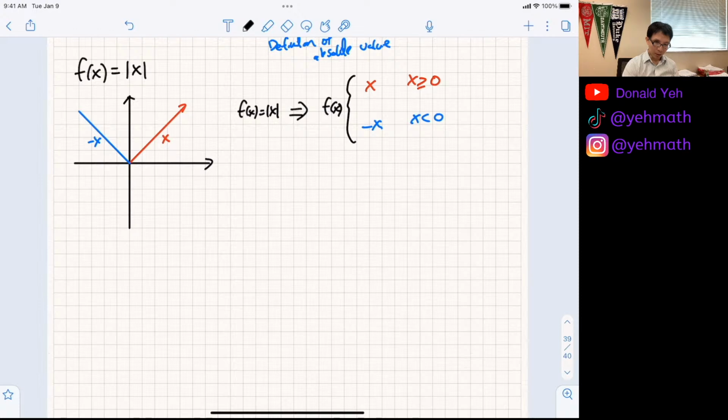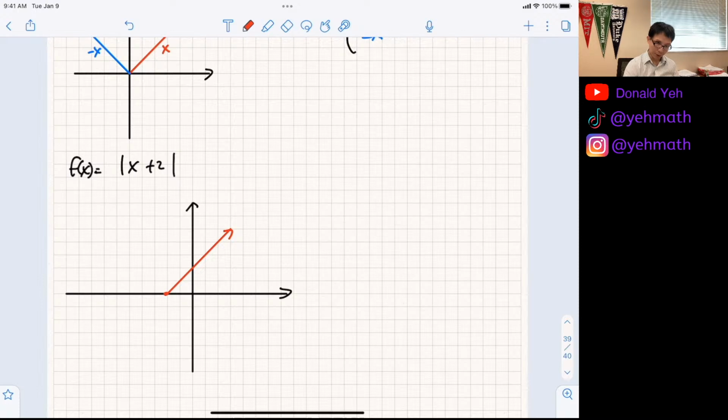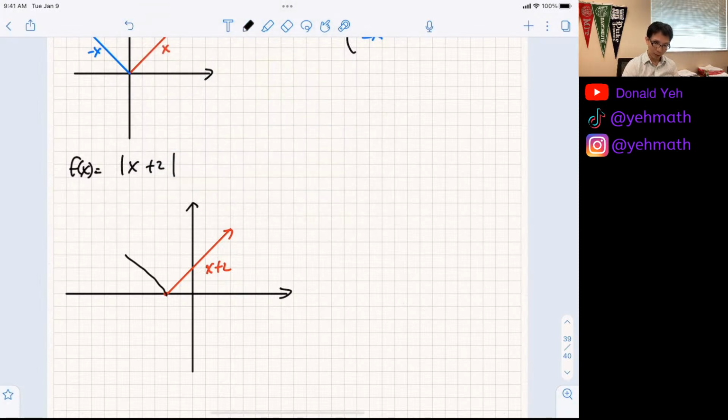Now, what happens if f of x equals absolute value x plus 2? What does the graph do? Moving which direction? To the what? Left, good. If you say left, that means you understand transformation. Mr. Chabral does a really good job. This is x plus 2. See, there's a positive version of this graph. And this is the negative version of this graph.